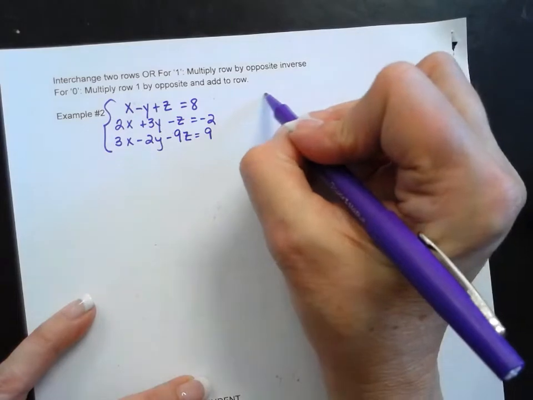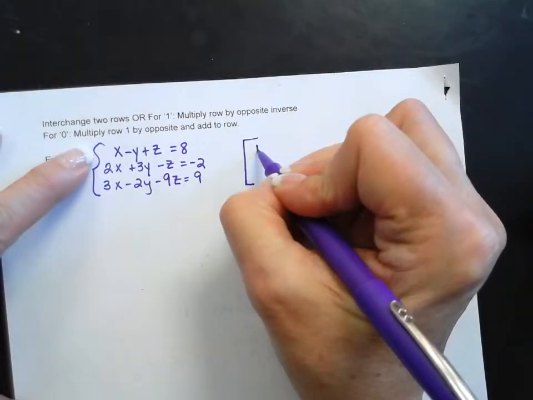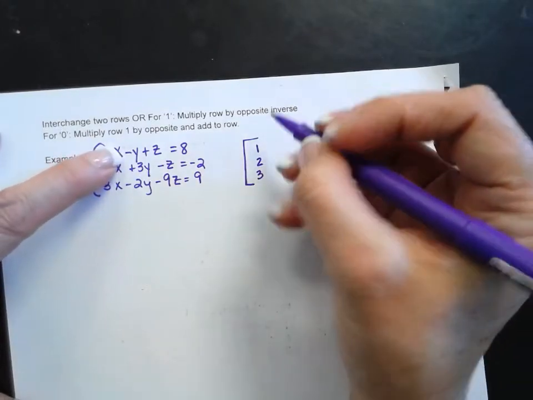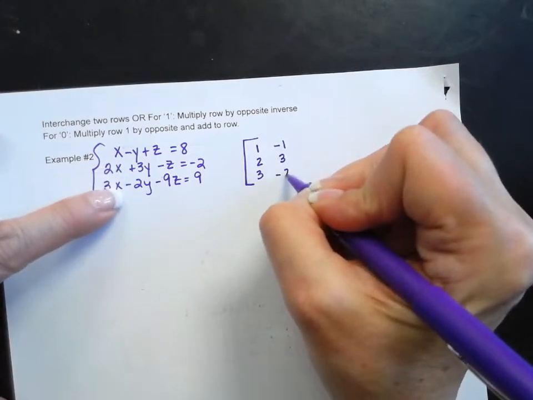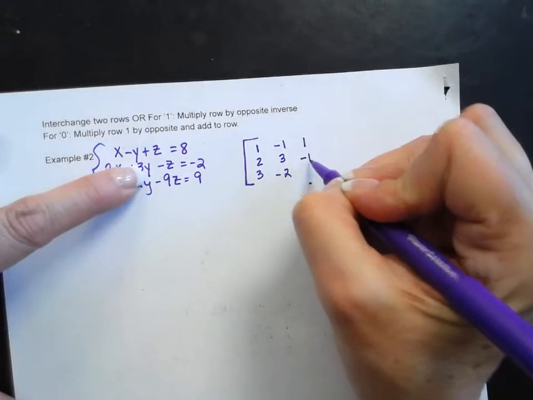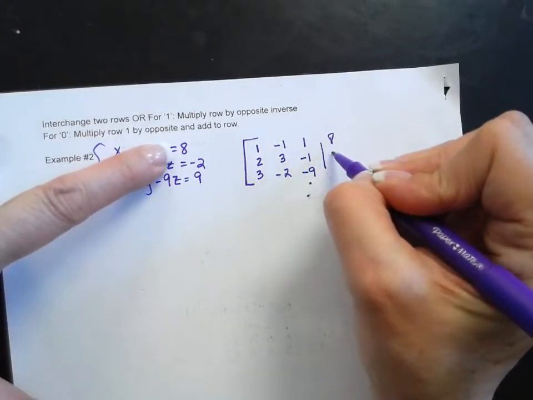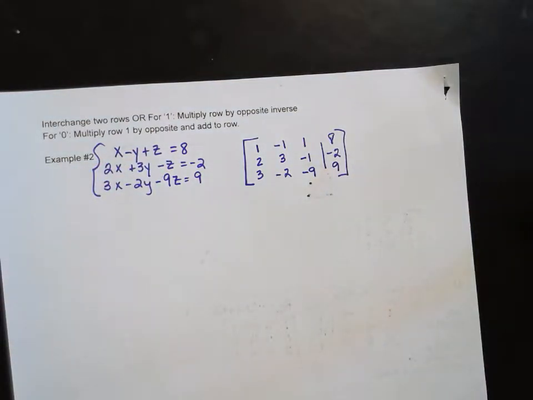All right, let's do my augmented matrix. So first row is going to be 1, 2, and 3. Second row is -1, 3, and -2. Third row is 1, -1, -9. And last one's 8, -2, and 9. Okay?